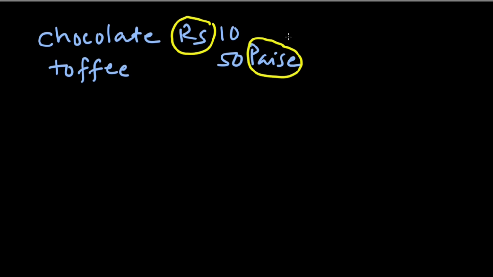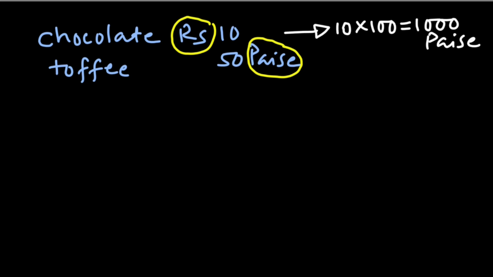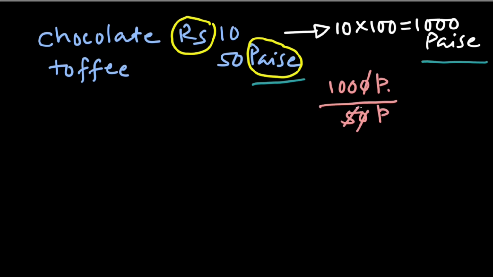So we write cost of chocolate rupees 10 as 10 multiplied by 100, that is 1000 paise. And now since the units are same, we can take the ratio. So the ratio of price of chocolate to the price of toffee will be 1000 paise by 50 paise. So that will be 20 by 1, which means chocolate is 20 times costlier than the toffee.